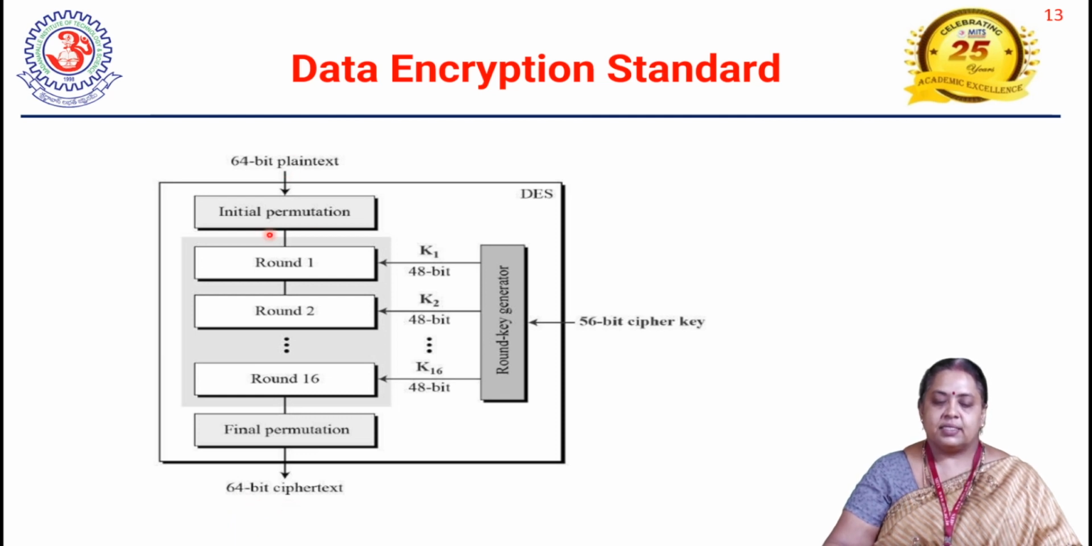First, the plain text is given to the initial permutation. After initial permutation, the text is given to round 1. From round 1, it goes to round 2, and like that it goes to round 16. On each and every round, a unique key will be used that is generated from the 56-bit key. From the 56-bit cipher key, you generate 16 48-bit keys. The last round output is given to the final permutation, which is the inverse of the initial permutation. Thereby, we get the 64-bit ciphertext.